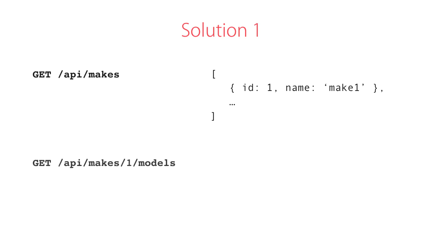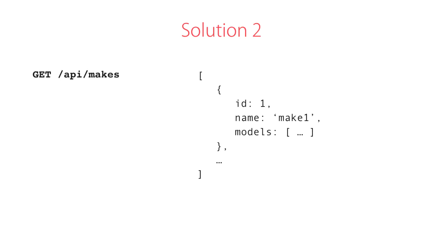Now, there are two ways to implement this. One solution is to build an API endpoint like this, so we call /API/makes, to get the list of all makes in our application. Each make object has two properties, ID and name. Now, when the user selects an item from the makes drop-down list, we'll make another call to the server to get the models for the selected make.